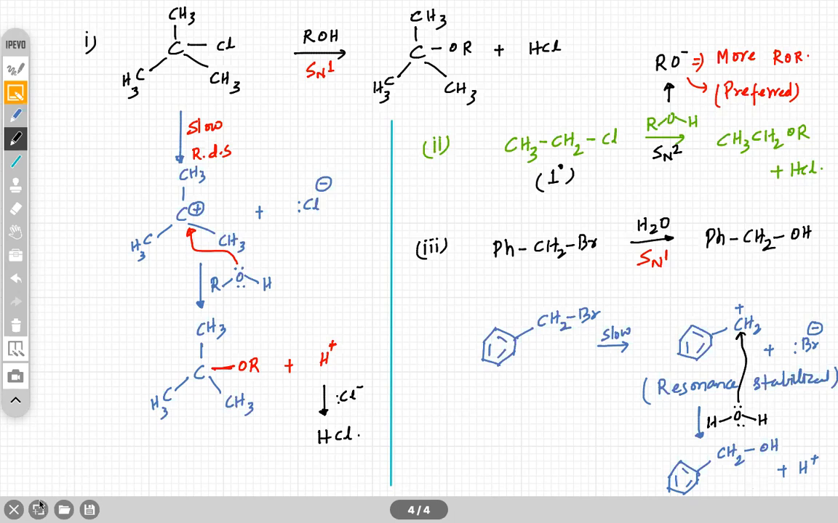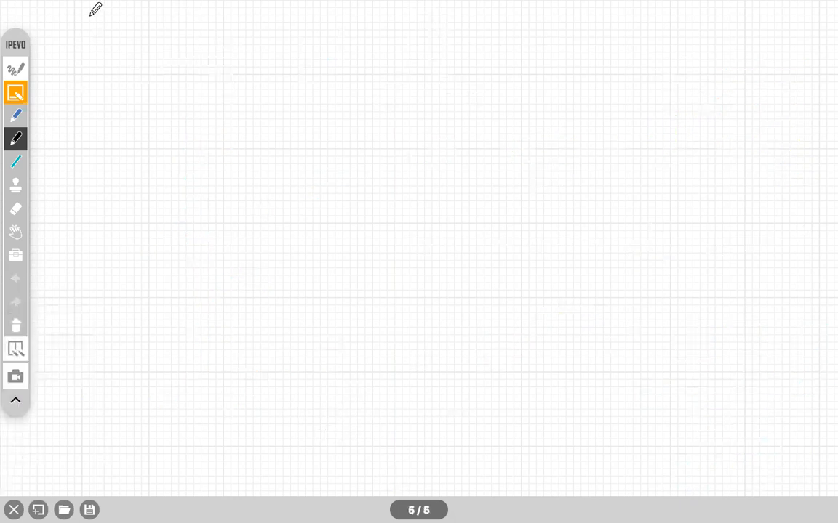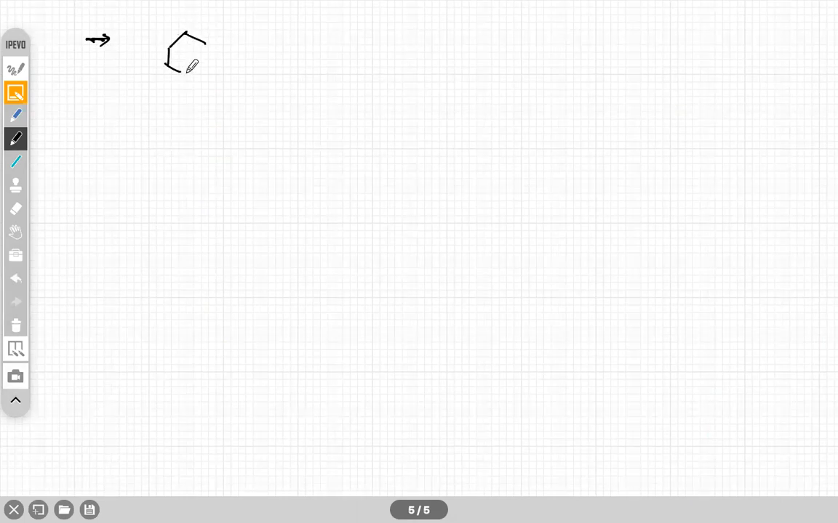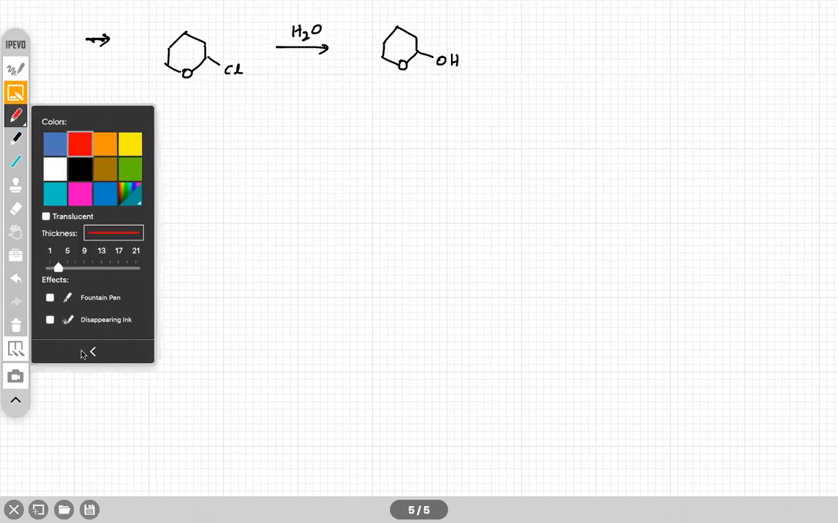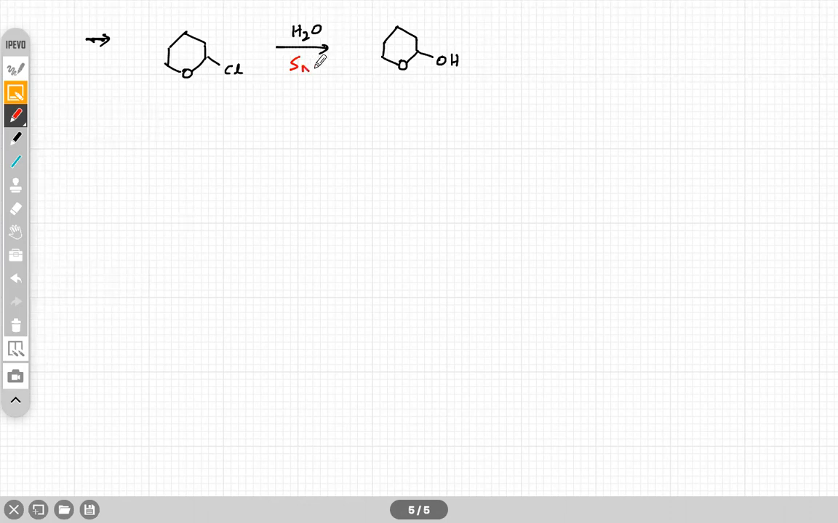Got it? A few more examples I'll show you. See this example. Suppose you have Cl here, right? And it is allowed to react with H2O. So here also the chlorine is a leaving group. It gets replaced by OH, forms this. And this mechanism is the Sn1 mechanism again. Why Sn1? I'll show you. See what happens in the first step.